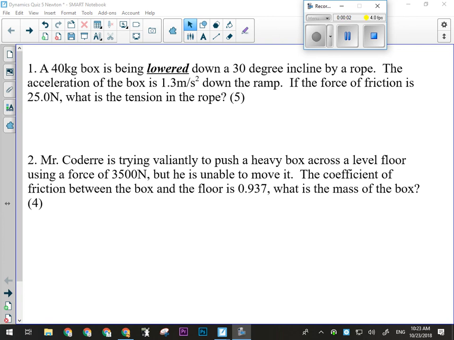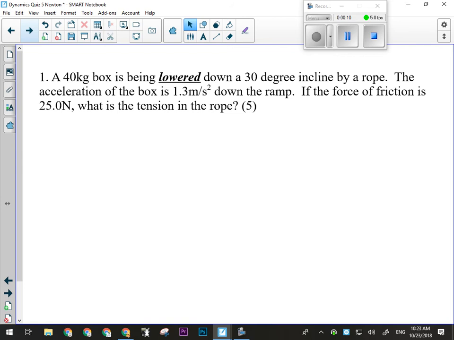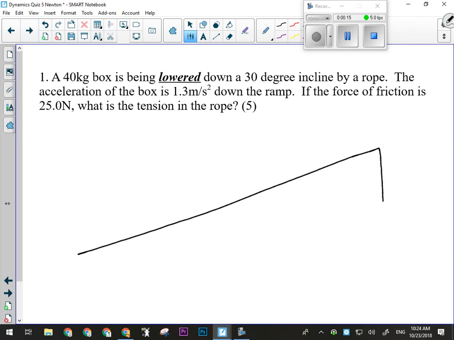All right, so we got two questions here. One's just an inclined plane question, the other's a friction question. So we'll start with the inclined plane question. If you are lowering a box down a ramp, which direction are you pulling? Up. That's kind of the trick to this question.